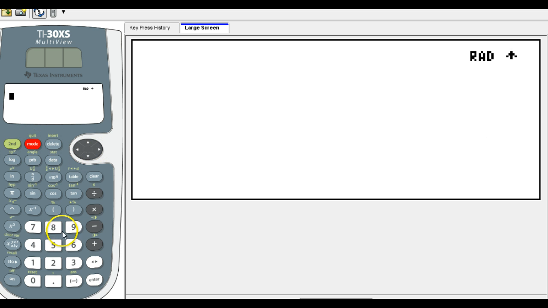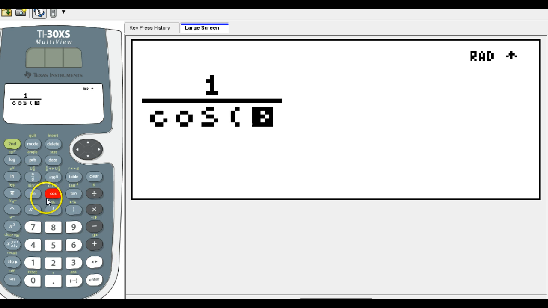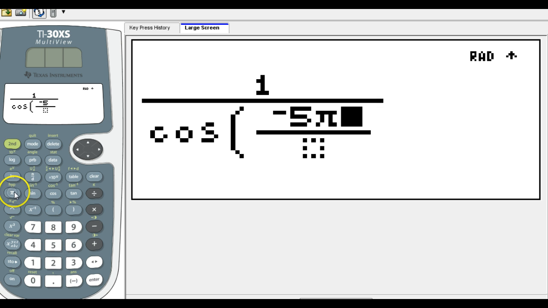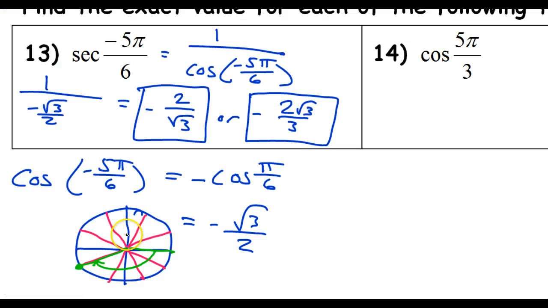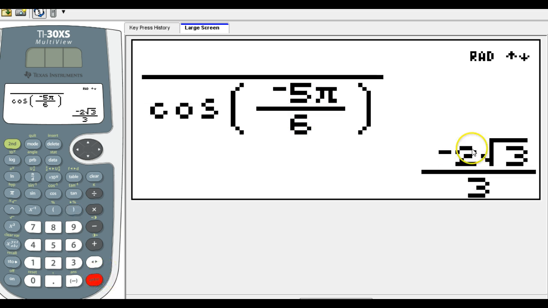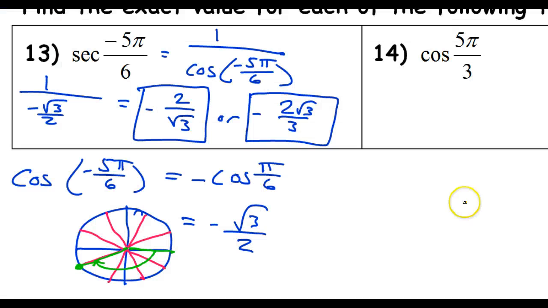So anyway, with that in mind, I need to do 1 over, and then we had the cosine of, and then we have another fraction going on in here, and I believe it was negative 5 pi over 6. I'm going to have to look back because my memory gets faulty. Okay, so I'm doing 1 over the cosine of negative 5 pi over 6. Kabam! Negative 2 radical 3 over 3.